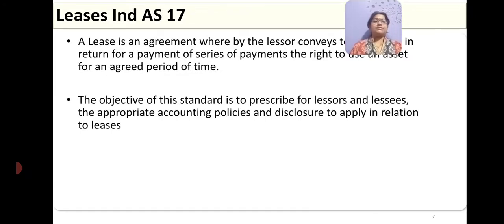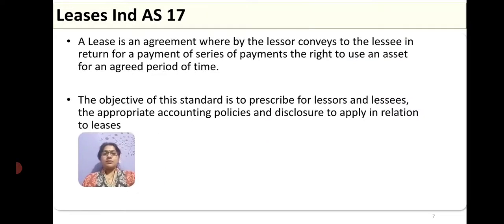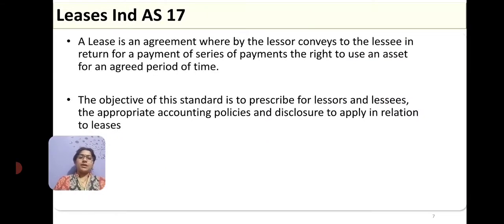specific meaning. According to Ind AS 17, lease is an agreement whereby the leaser conveys to the leasee, in return for a payment or series of payments, the right to use an asset for an agreed period of time. Basically, the leaser gives the leasee the right to use the asset in return for the lease payment.